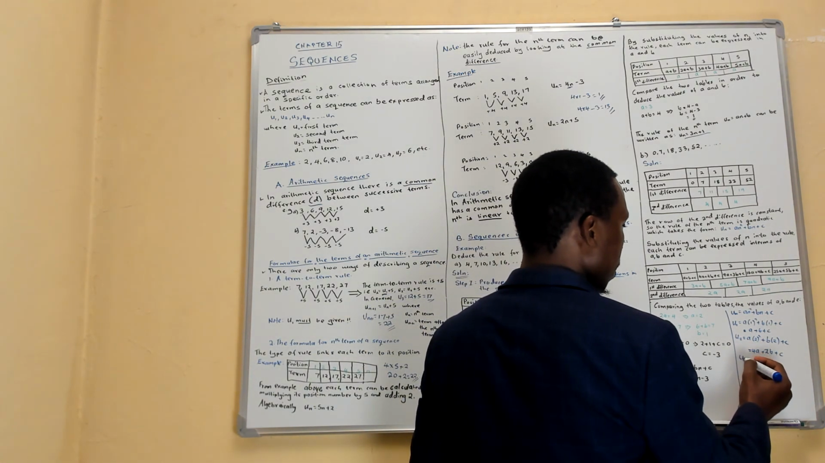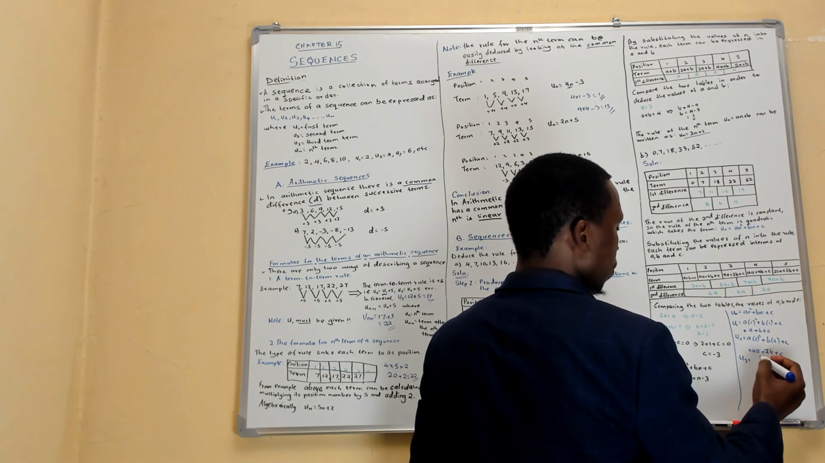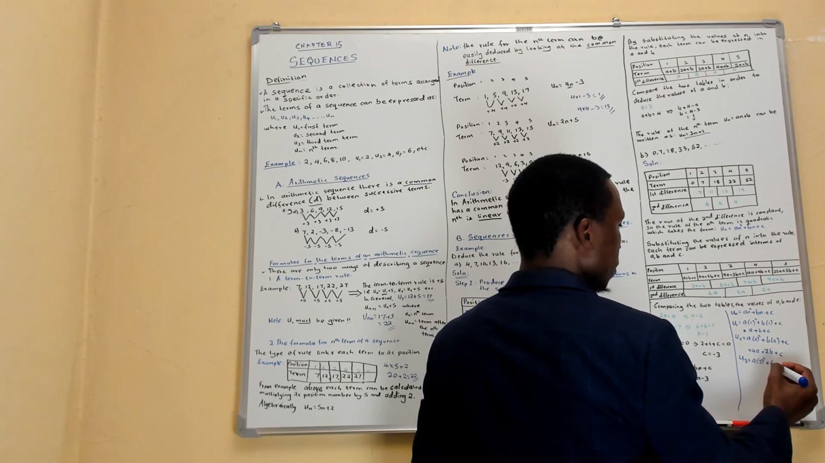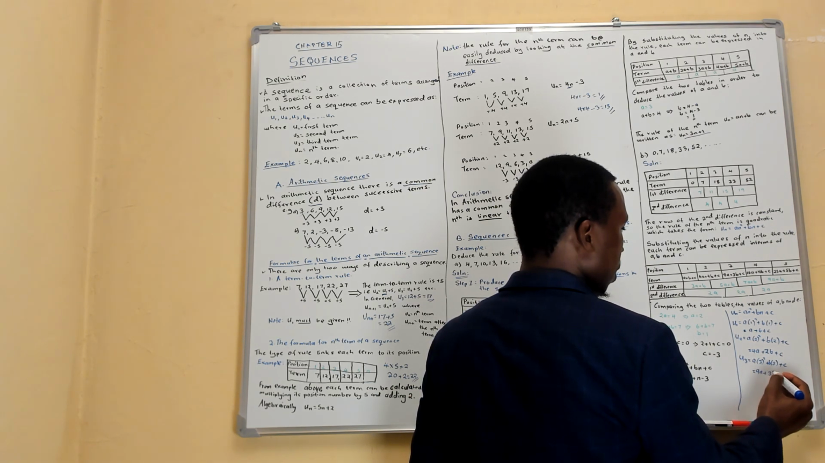So I'll have u3 equals a into 3 squared plus b into 3 plus c. So 3 squared is 9, so 9a plus 3b plus c.